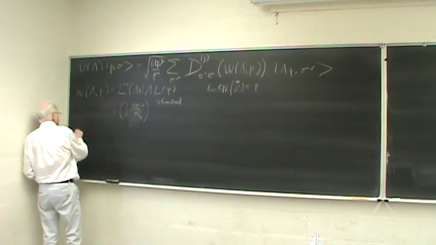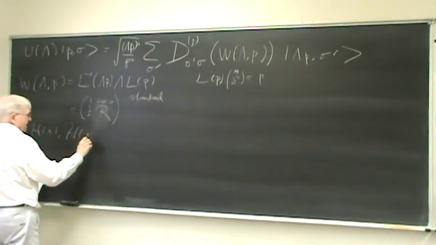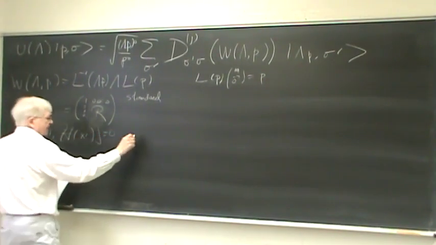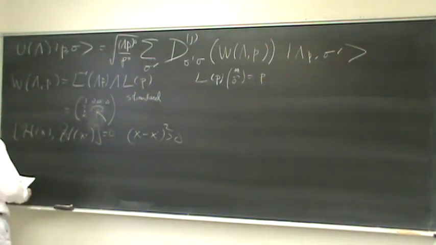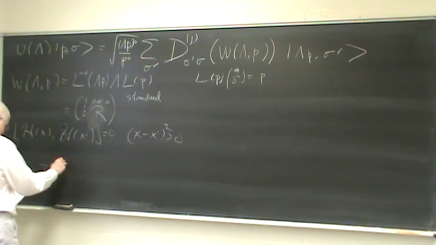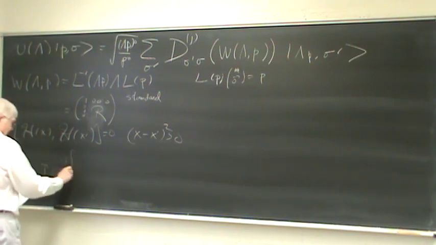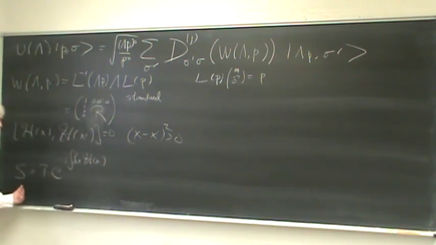As long as you have that the Hamiltonian density is zero when x minus x prime squared is positive, and here your S matrix is effectively a time-ordered exponential of e to the minus i integral d cubed x H of x. So this is the S, as the S matrix is an operator.